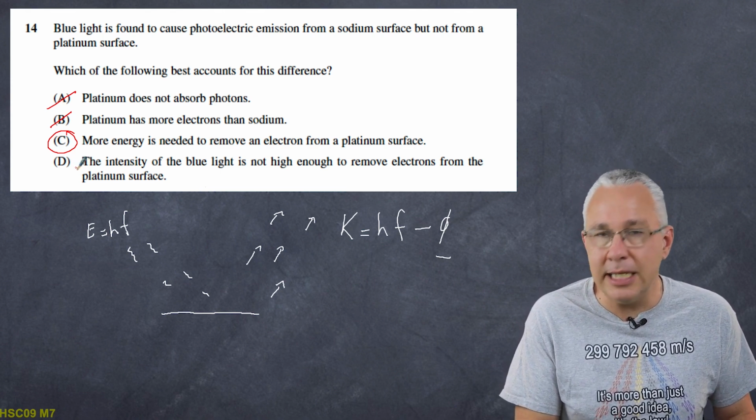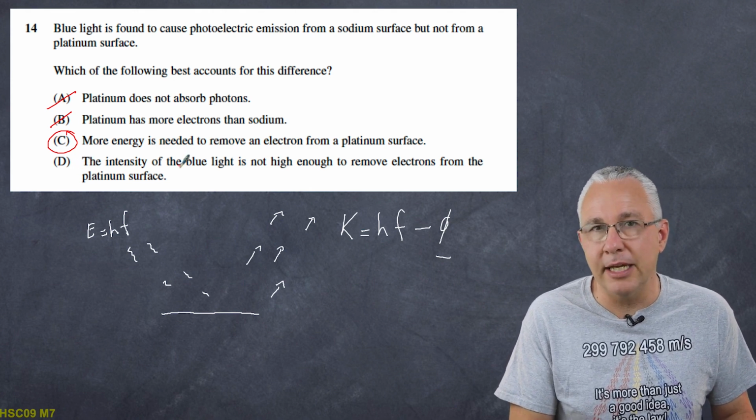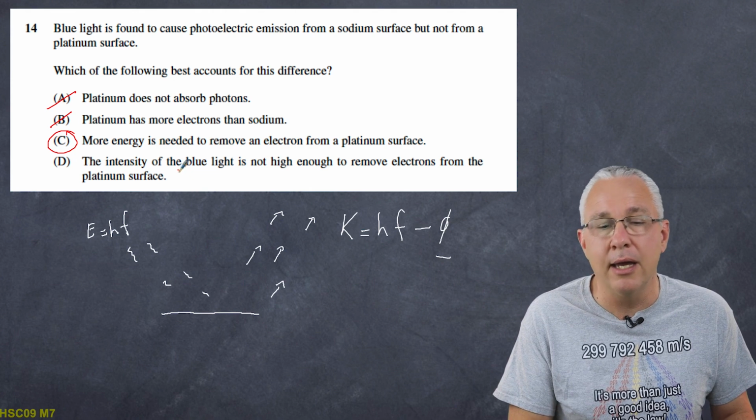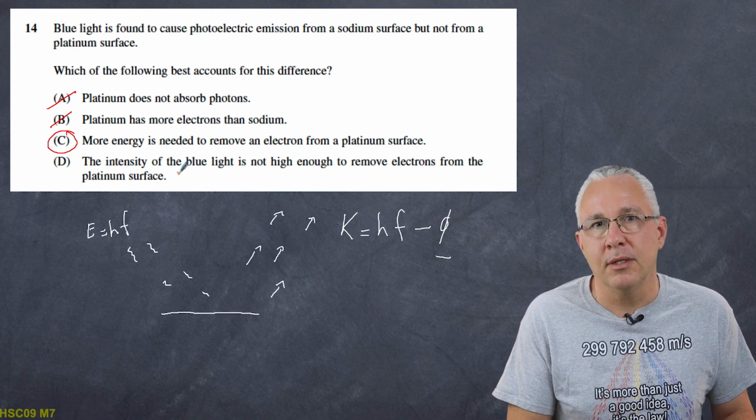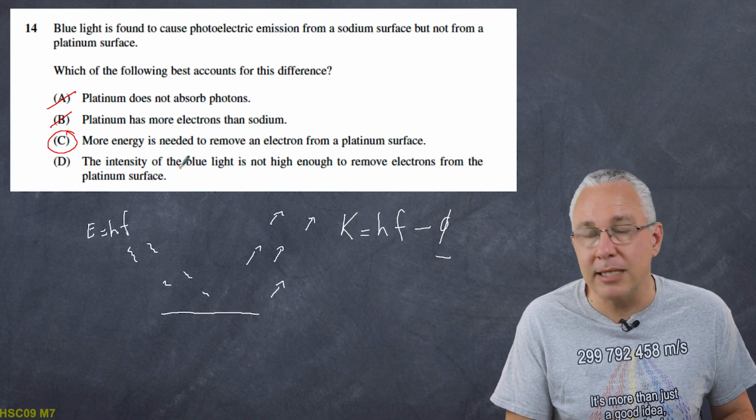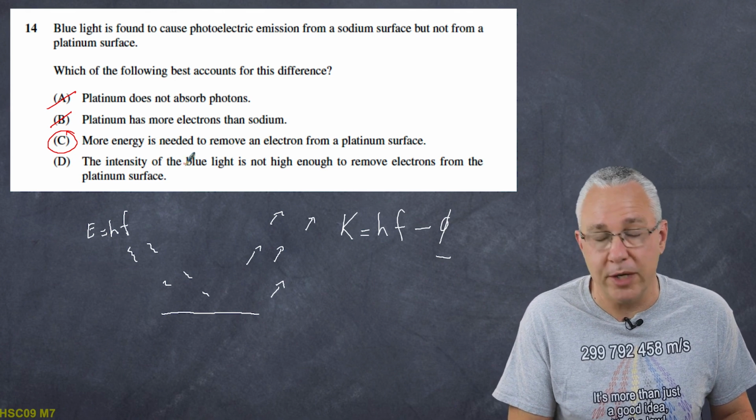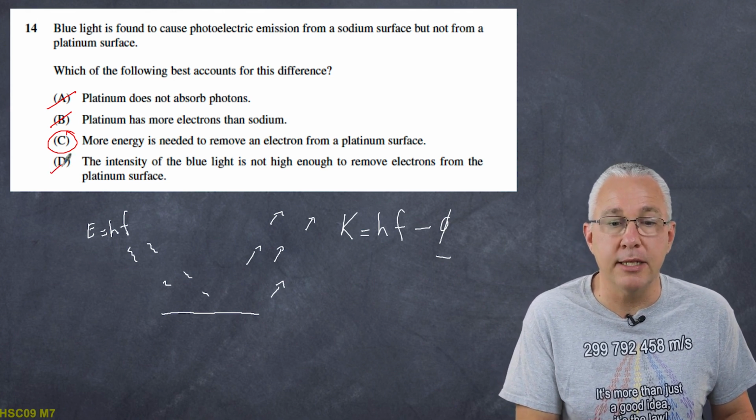And so D is our discriminator, but it's the wrong response, because even if we had super high intensity blue light, it doesn't matter how intense it is, it will never remove electrons from the platinum as a result of the fact that it doesn't reach the minimum requirement of the work function. So therefore the answer is definitely C.